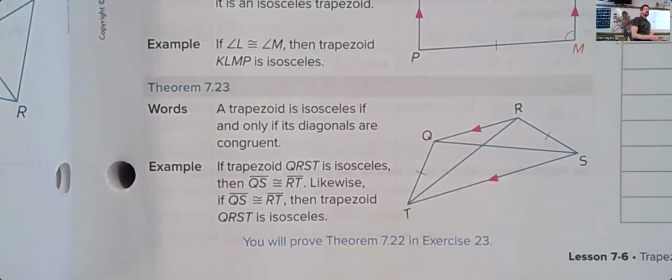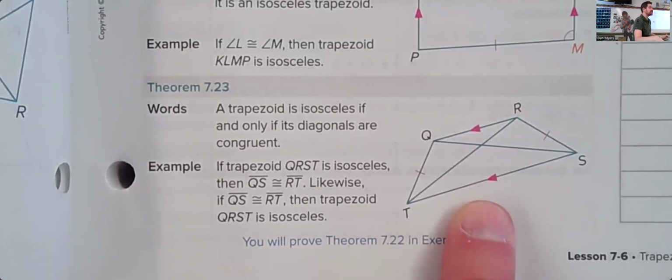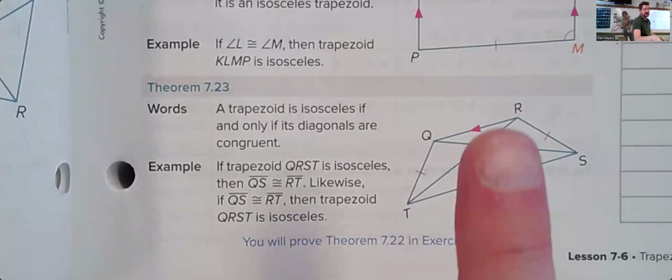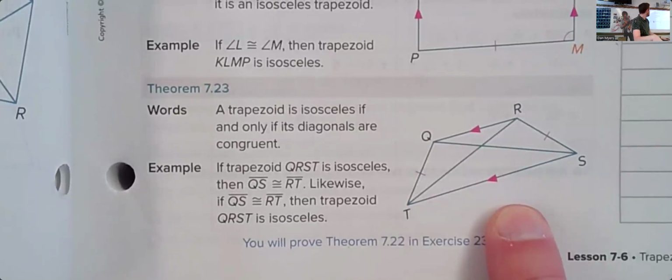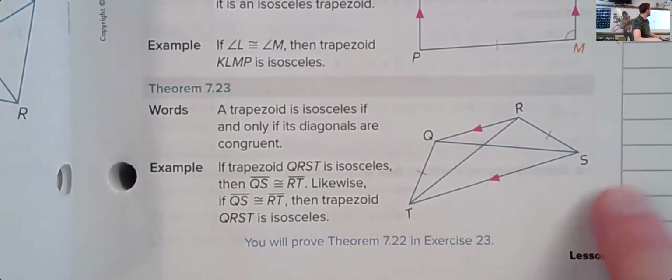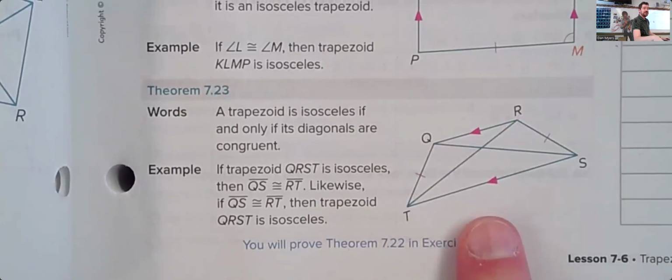So that's why when we're talking about rectangles, you had to know it was a parallelogram first and then say that the diagonals are congruent to get a rectangle. Because if you don't know it's a parallelogram, if it's just a quadrilateral that has congruent diagonals, it might be a trapezoid, specifically isosceles. So if you have an isosceles trapezoid, the diagonals are congruent. If you have a trapezoid with congruent diagonals, that means it's an isosceles trapezoid.